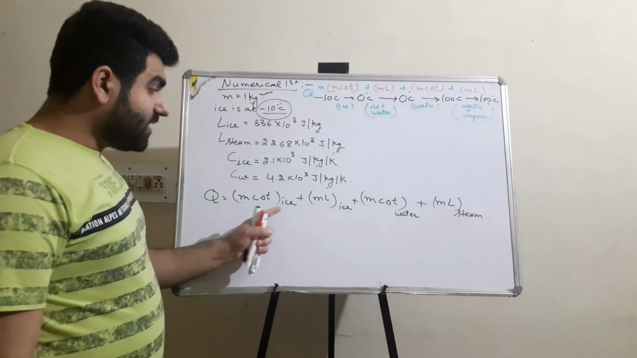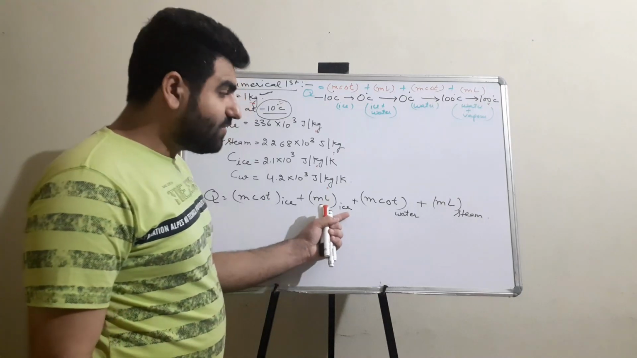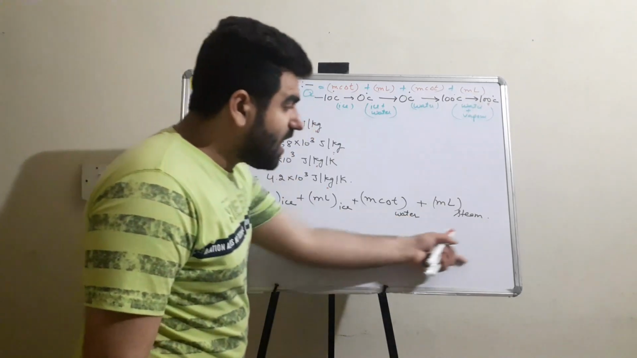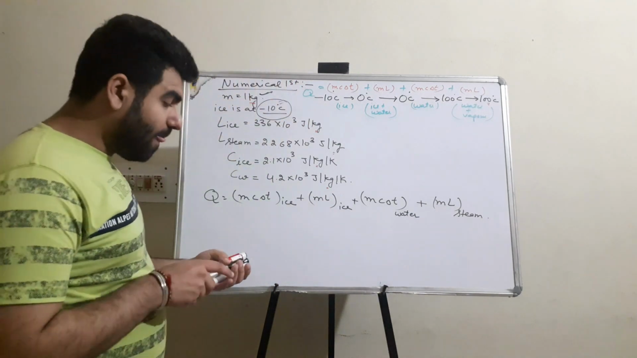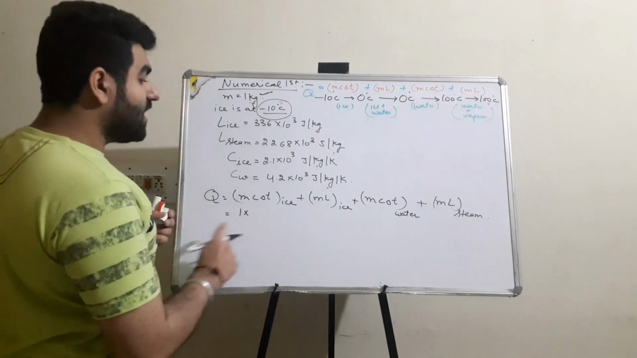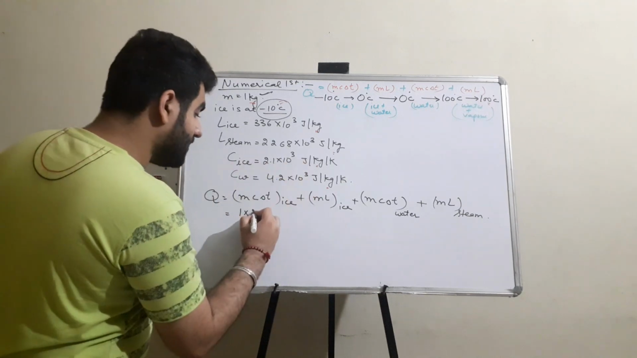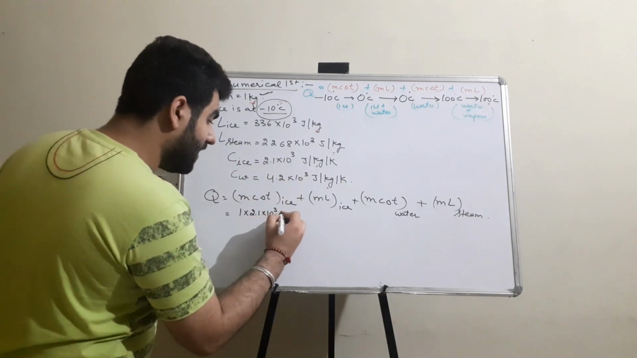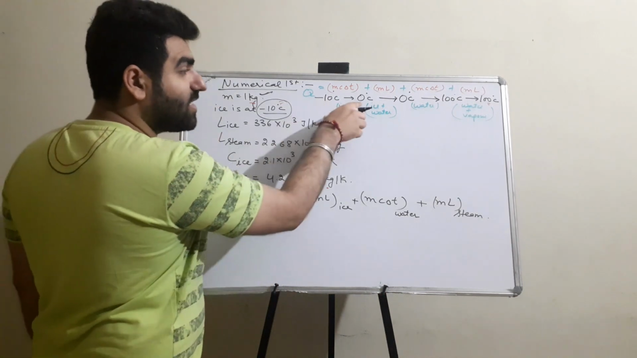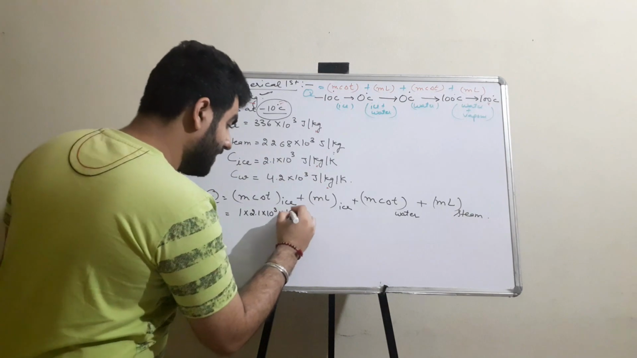Alright. So this is for ice, then the latent heat for the ice, water, and then latent heat of steam. This is how this thing is going to be. So let us see. Mass is 1 kg. C of ice they have given us 2.1 into 10 power 3. Change in temperature for this ice is minus 10 to 0, so change is 10.